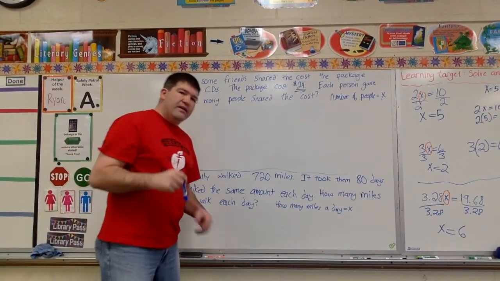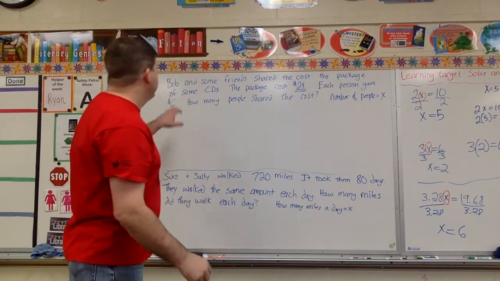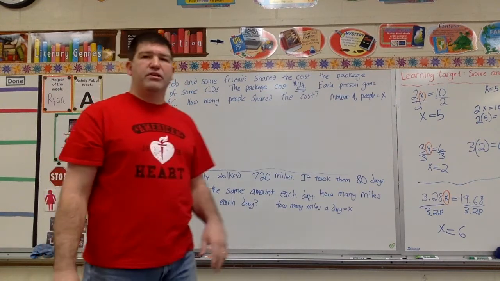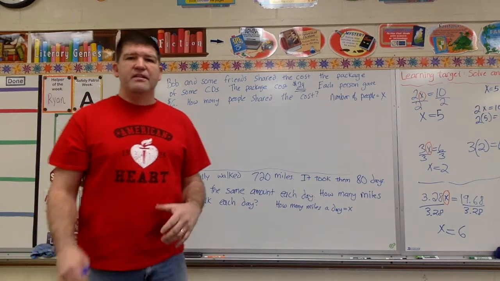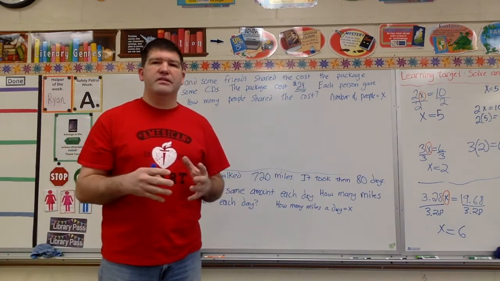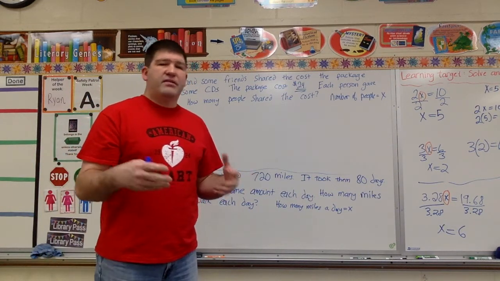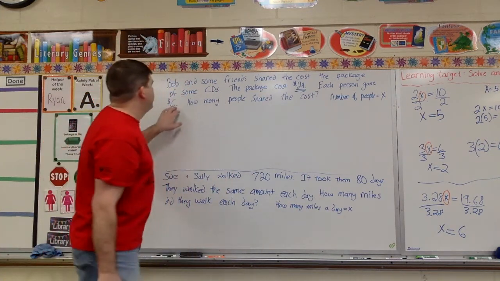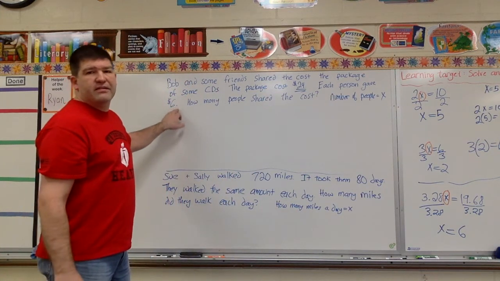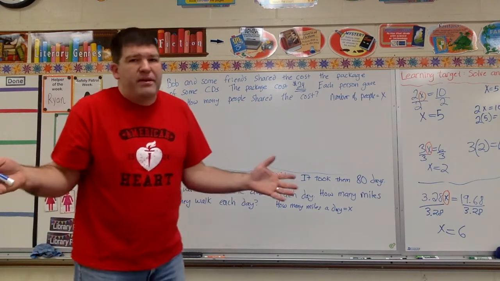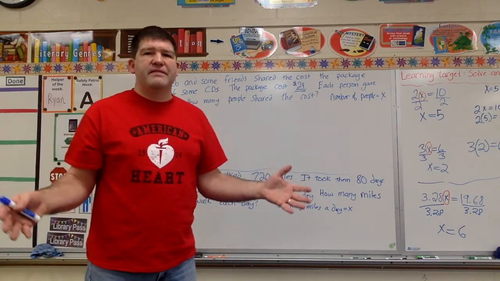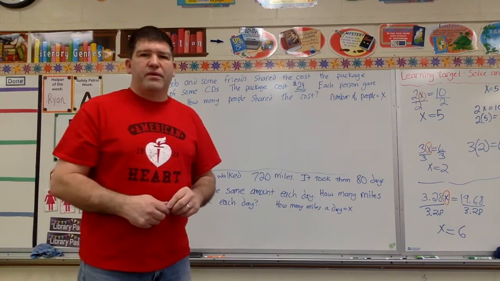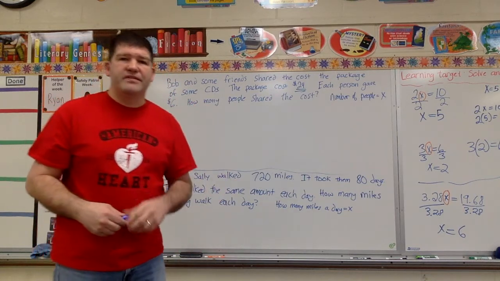We have to write it and then solve it. Okay? So Bob and some friends shared the cost of a package of CDs. The package cost $24. So the total amount they spent was $24. They each put in $6. Okay, so all these friends, we don't know how many there were. They all put in $6, which equaled the cost of 24. We need to know how many friends there were.